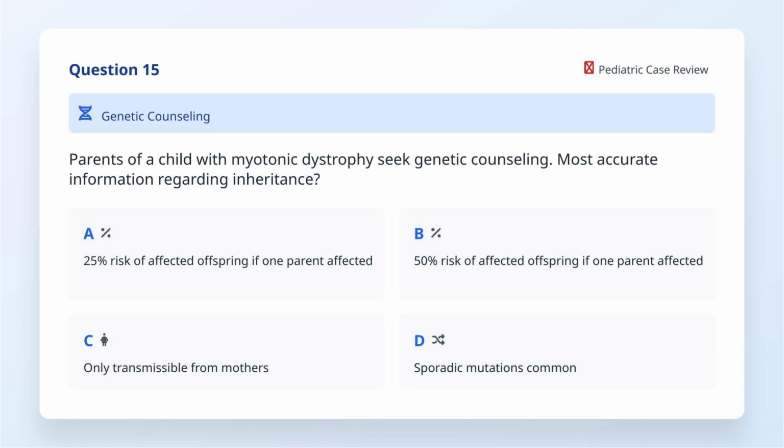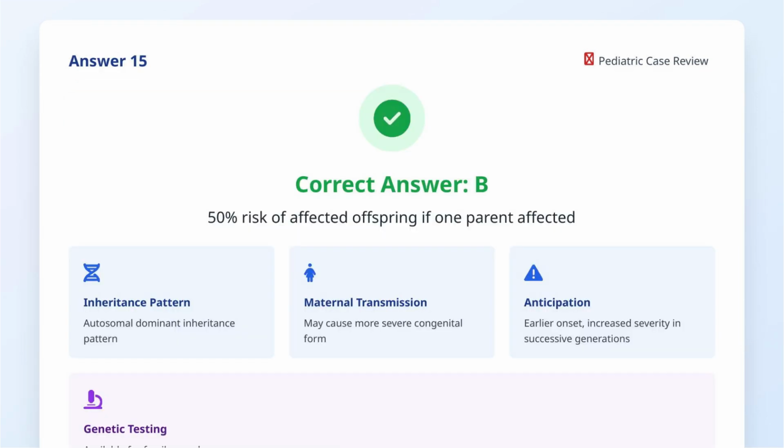Parents of a child with myotonic dystrophy seek genetic counseling. What is the most accurate information regarding inheritance? A. 25% risk of affected offspring if one parent is affected. B. 50% risk of affected offspring if one parent is affected. C. Only transmissible from mothers. D. Sporadic mutations are common. The correct answer is B.